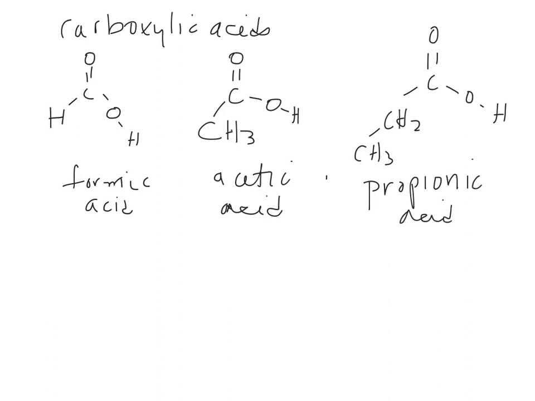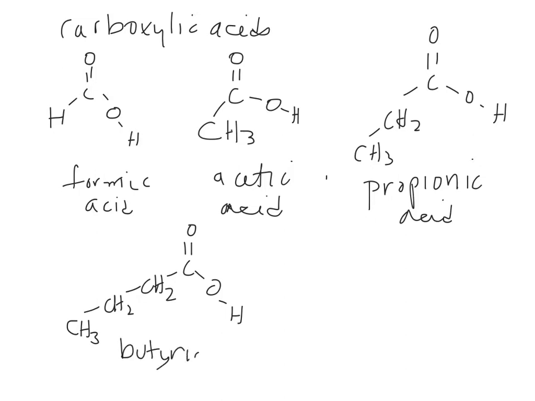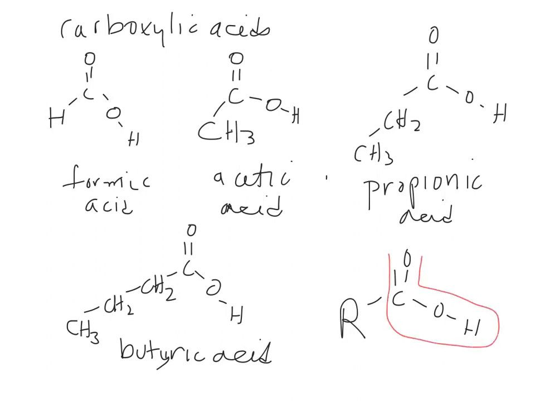And one more would be butyric acid, which has 4 carbons: 1, 2, 3, 4. The fourth carbon is part of the C double bond OOH group. Let me write down butyric acid. And in general, we can just use the letter R to indicate the carbon chain connected to the carboxylic acid group. So you recognize that you've got an organic acid when it contains the COOH group, and there's that double bond on one of the carbons.